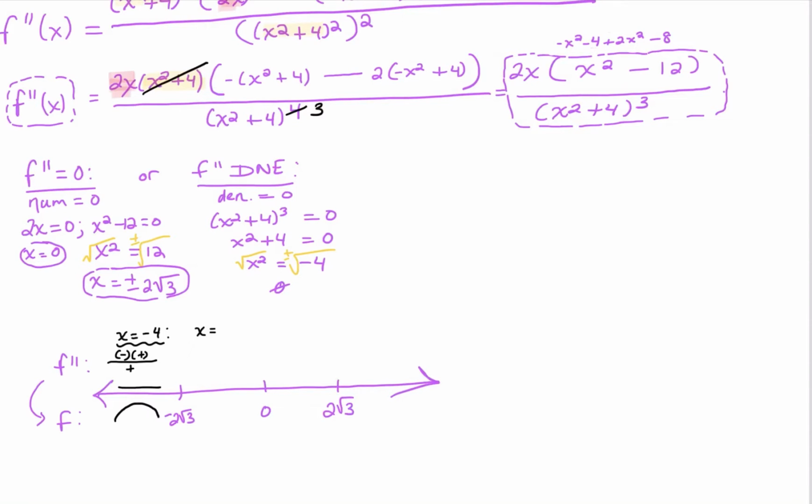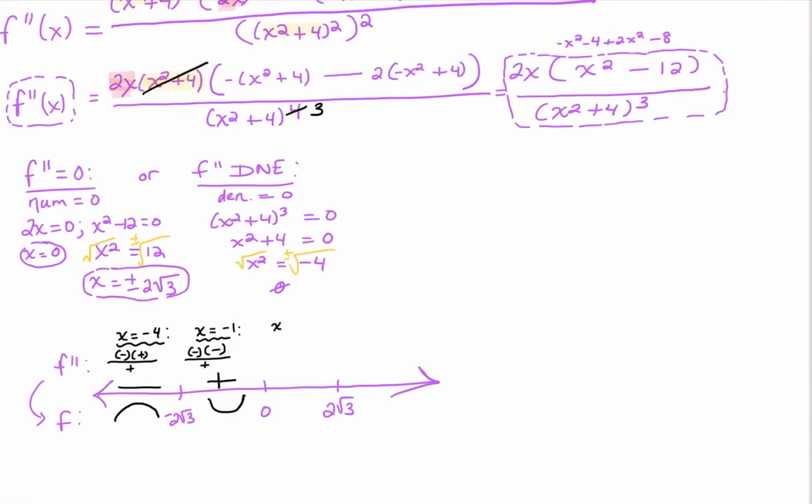All right, something in between 0 and negative root 12 would certainly be negative 1. Again, subbing into the second derivative, 2 times negative 1 would be a negative monomial. Negative 1 squared would be 1, minus 12 would be negative in that binomial, over a positive. Negative times negative would be positive, so we are concave up.